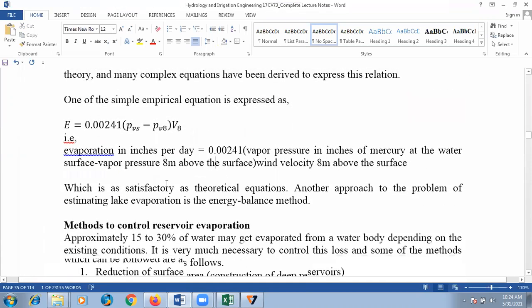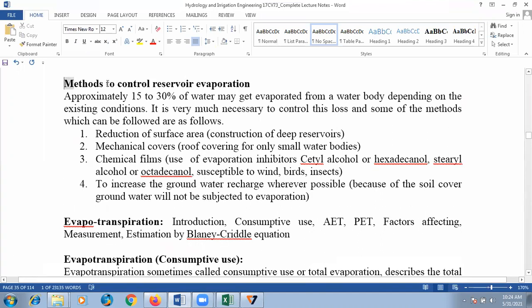Okay. Then methods to control reservoir evaporation. How are we going to control? So I said this already, 15 to 30% would be lost because of evaporation. First thing is reduction of surface area. So construction of deep reservoirs with very less surface area, because of which the temperature of the sun will not reach so intensely the water body, and hence evaporation can be controlled. Mechanical covers. In some situations, roof covering only for small water bodies, you can think of this. Then chemical films. Use of evaporation inhibitors like cetyl alcohol, hexadecanol, many other things, octadecanol, etc.